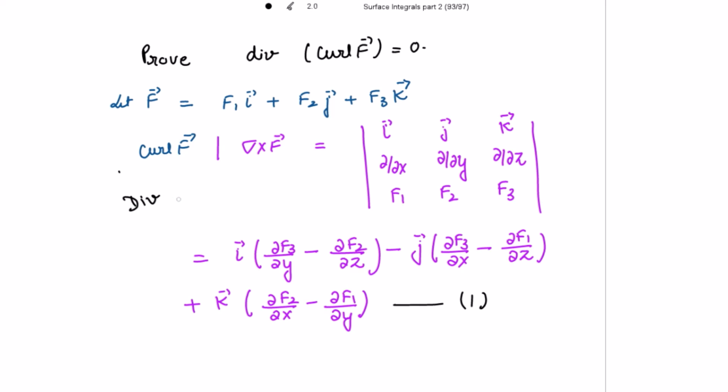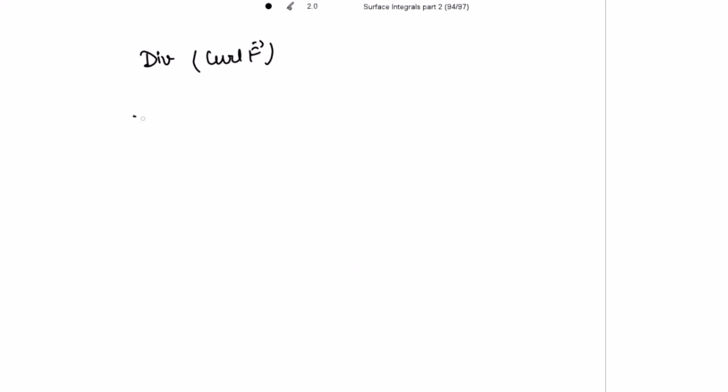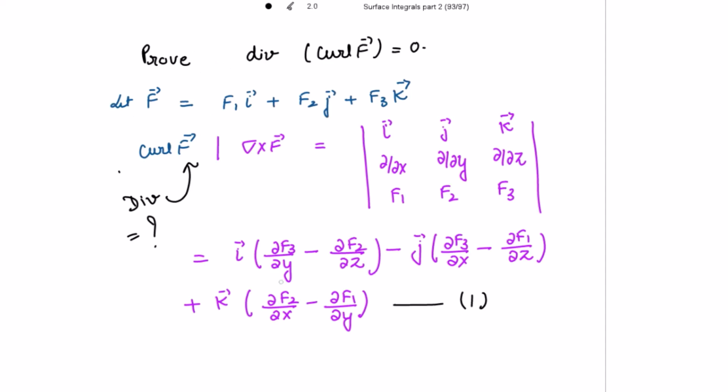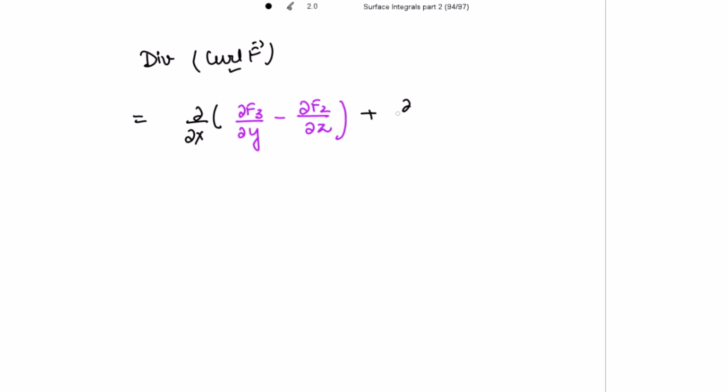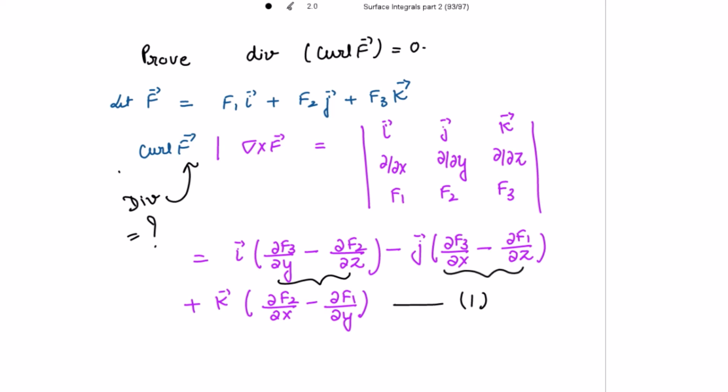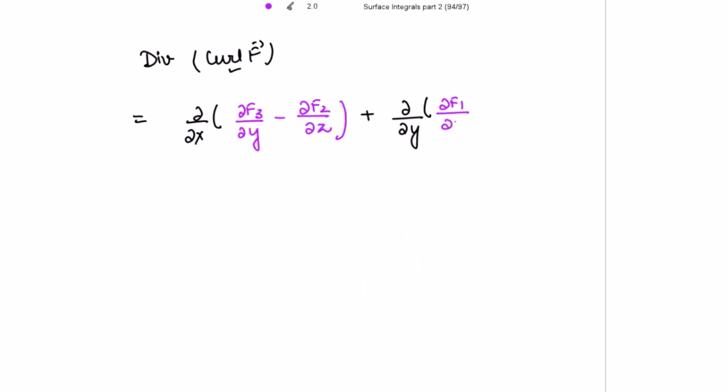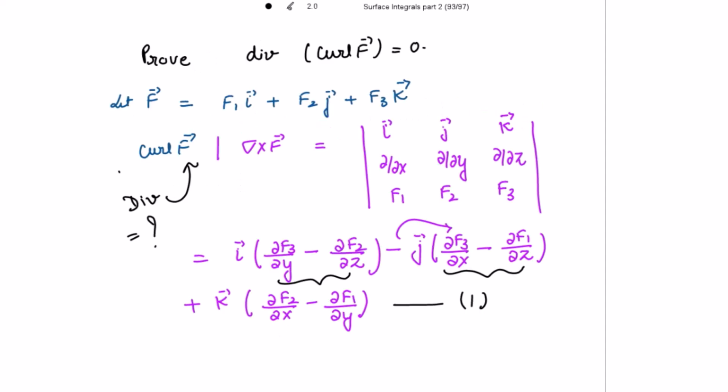And now to find the divergence of curl of f vector, right? So how to find this? Partial derivative with respect to x of the first component of curl of f vector. What is the first component? This one. Plus partial derivative with respect to y of the second component of this one. Because I have a negative sign outside, let's take this negative sign inside. So this is partial derivative of f1 with respect to z minus partial derivative of f3 with respect to x, plus partial derivative with respect to z of the third component, this one.